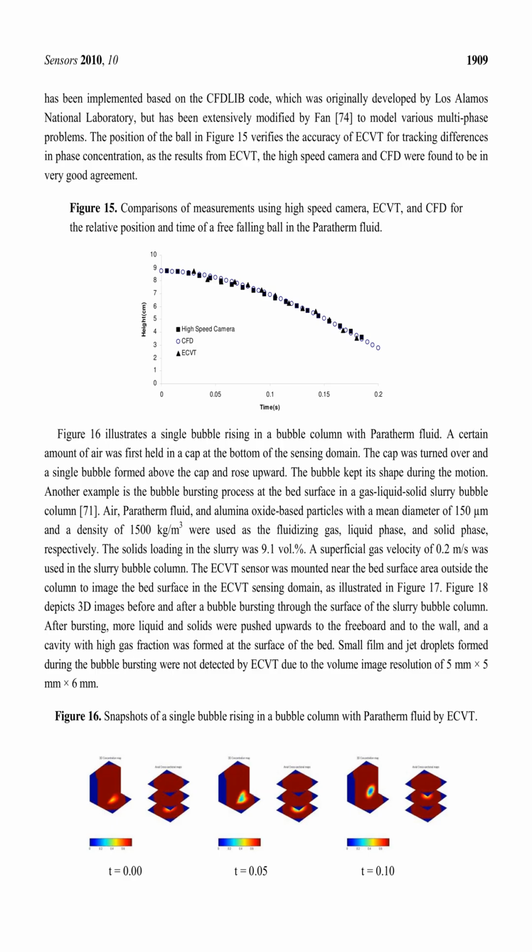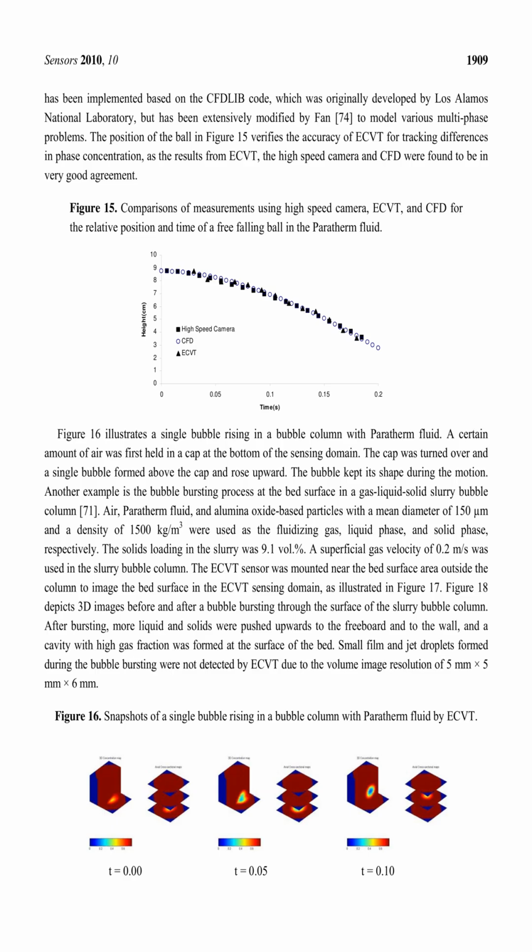Another example is the bubble bursting process at the bed surface in a gas-liquid-solid slurry bubble column. Air, paratherm fluid, and alumina oxide-based particles with a mean diameter of 150 micron and a density of 1500 kilograms per meter cubed were used as the fluidizing gas, liquid phase, and solid phase, respectively. The solids loading in the slurry was 9.1 vol%. A superficial gas velocity of 0.2 meters per second was used in the slurry bubble column.